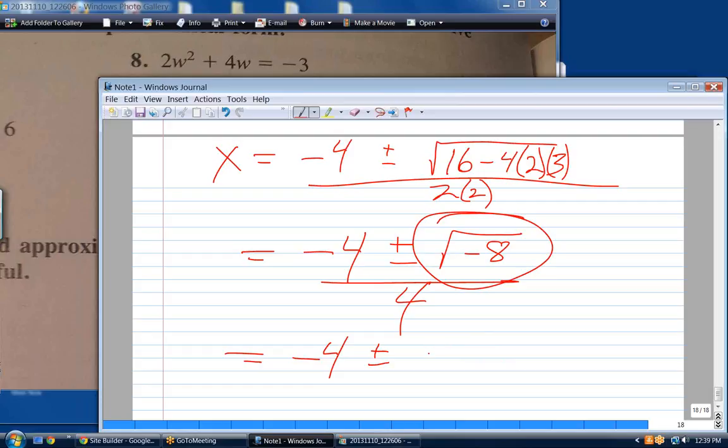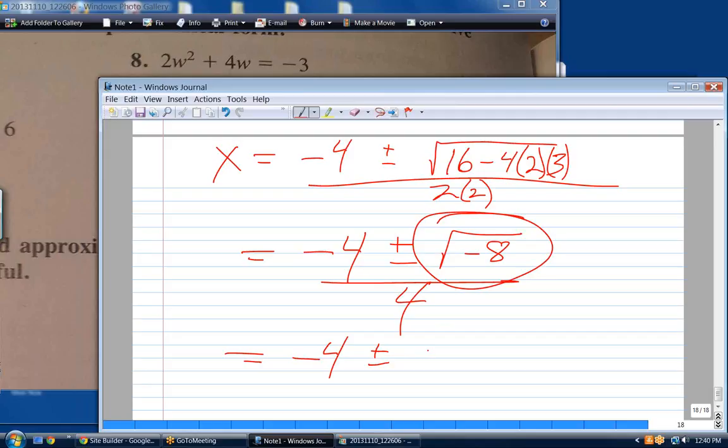Square root of negative 1 times the square root of 8, which can be simplified further. Square root of 8. What are factors of 8 where one of the factors is a perfect square? 4. Okay? So what is the square root of minus 8 equal to?